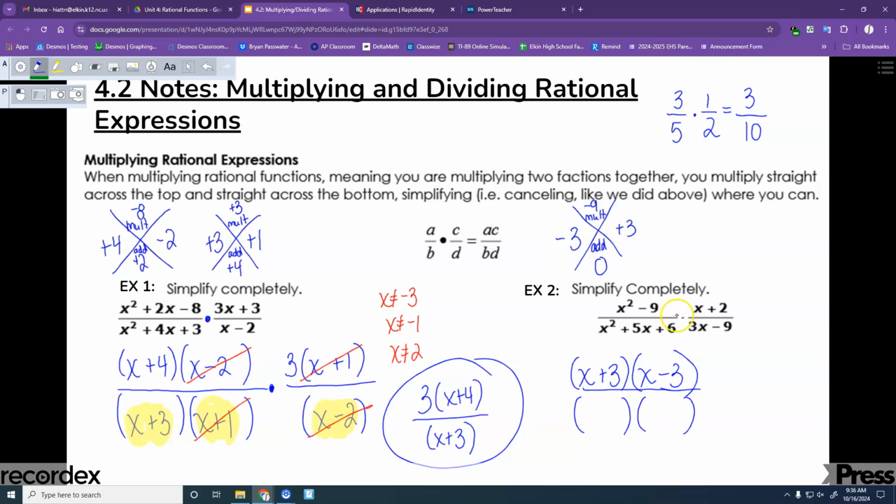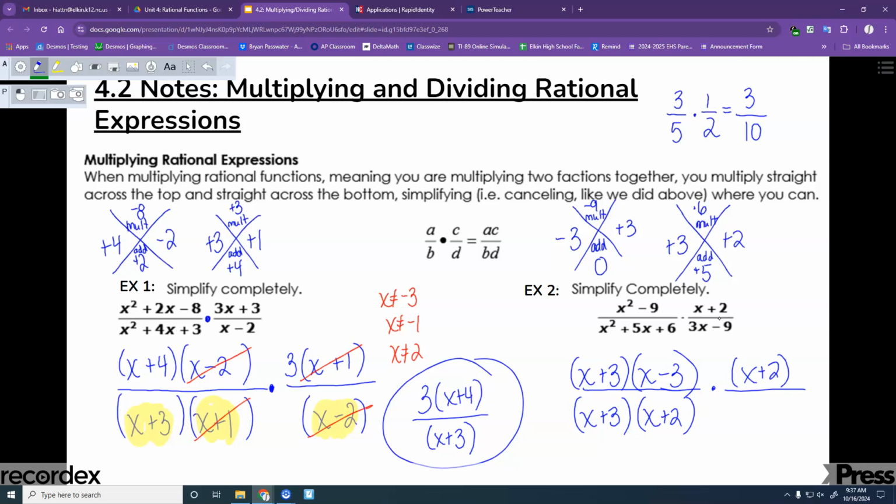Okay? In the bottom, I've got a 6 as my last number. I've got a 5 as my first, so I'm multiplying to get 6. I'm adding to get 5. Both of those are positive. What number should I use? Positive 3, positive 2. So plus 3, plus 2. x plus 2, can I do anything to that? I cannot. I'm just going to leave it in parentheses.